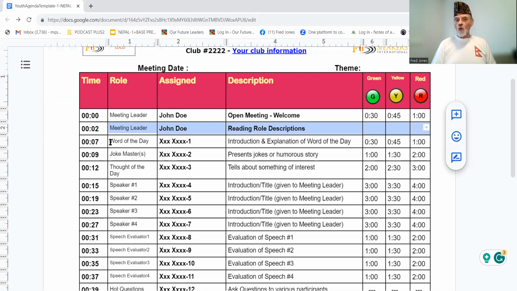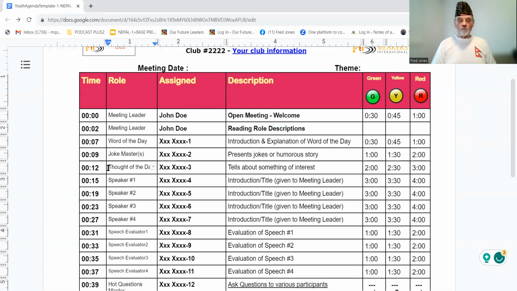Once the roles are read, we can have a word of the day, and the person introduces it. That person has 1 minute. And if we have a joke master, or more than one joke master, you can give them a couple of minutes. Thought of the day is an excellent part of the meeting, and they tell about something that's of interest. They could have, say, 3 minutes.